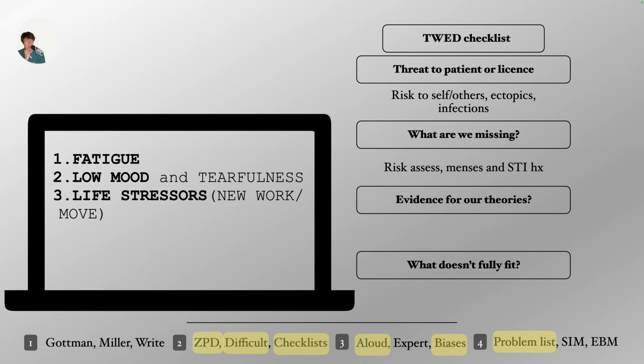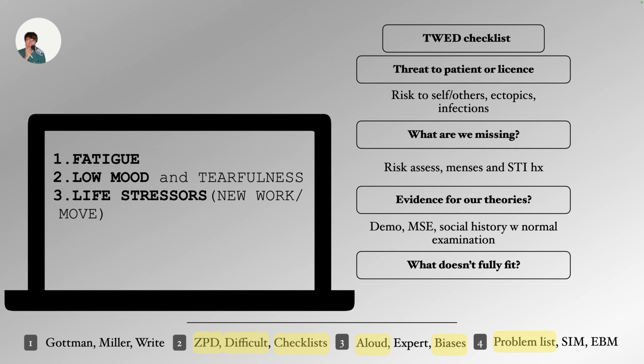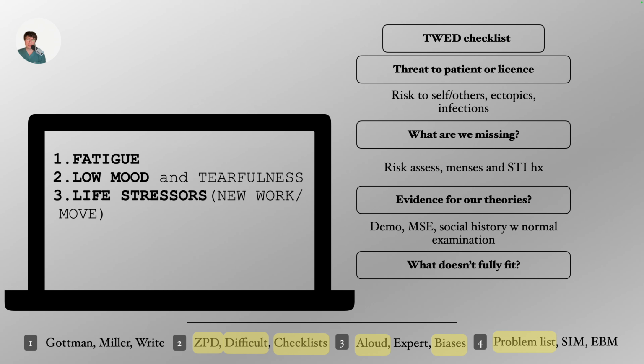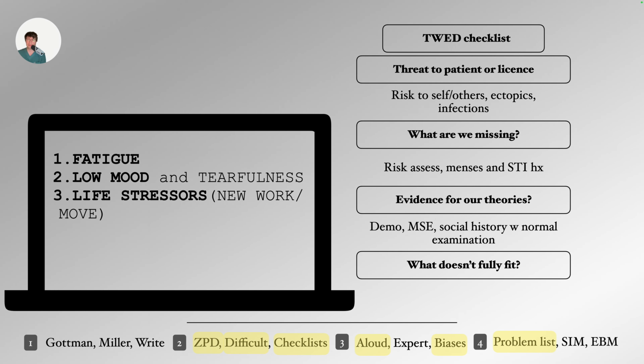Well, we've not done a risk assessment, even though she's got fatigue and low mood, okay? We've not done a menstrual history properly. And we've not done an STI history either. Could she be pregnant? We don't know. Evidence for our theories, okay? So the demographic, the MSE, the social history, and a normal examination are all pointing in certain directions for what I colour-coded green and amber.